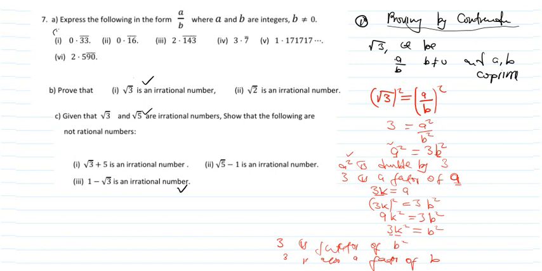Since 3 is seen as a factor of both a and b, this is the conclusion that we are giving. Since 3 is a factor of a and b, this contradicts our assumption that they are co-prime. They don't have a common factor except 1. So this contradicts our earlier assumption. You write that. I don't have time to write that, but you can write that. So since a and b have a common factor 3, this contradicts our earlier assumption that a and b are coprime. So you have seen the contradiction. So that is it.